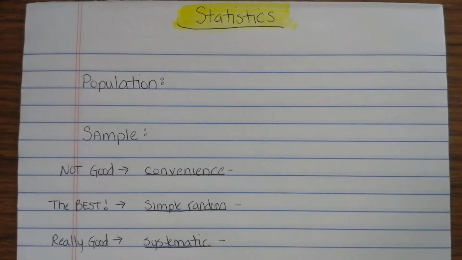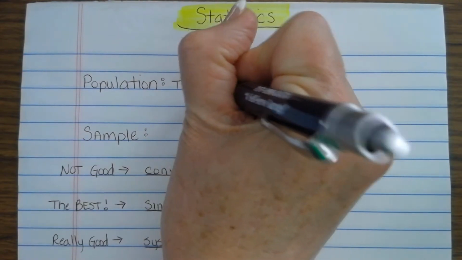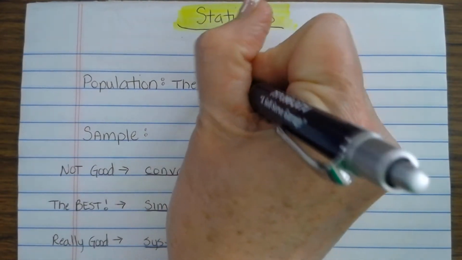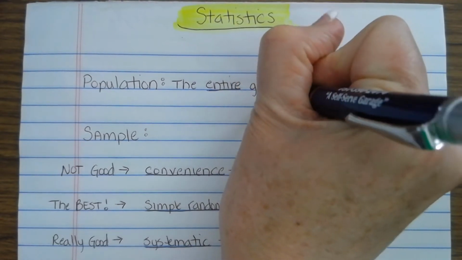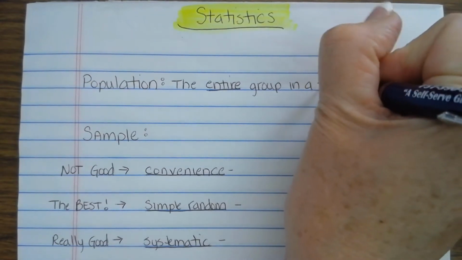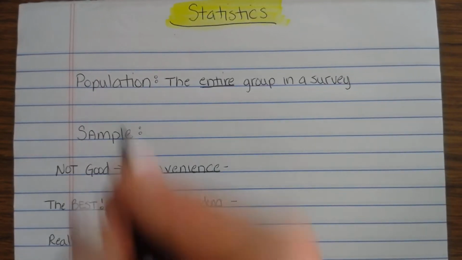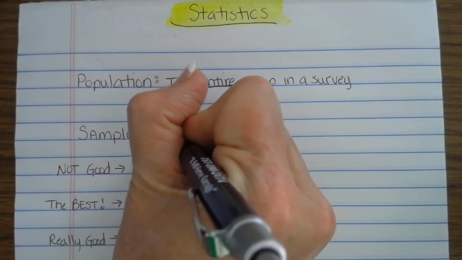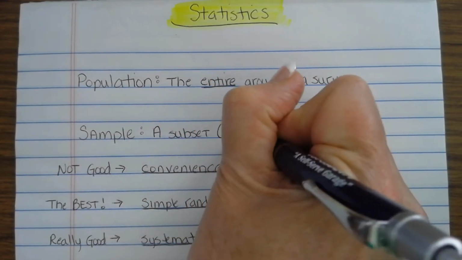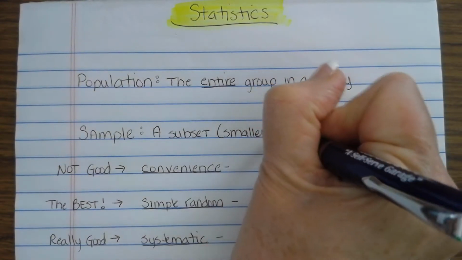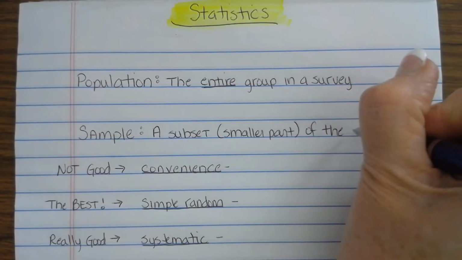So, a population is the entire group in a survey. The sample is a subset or a smaller part of the population.